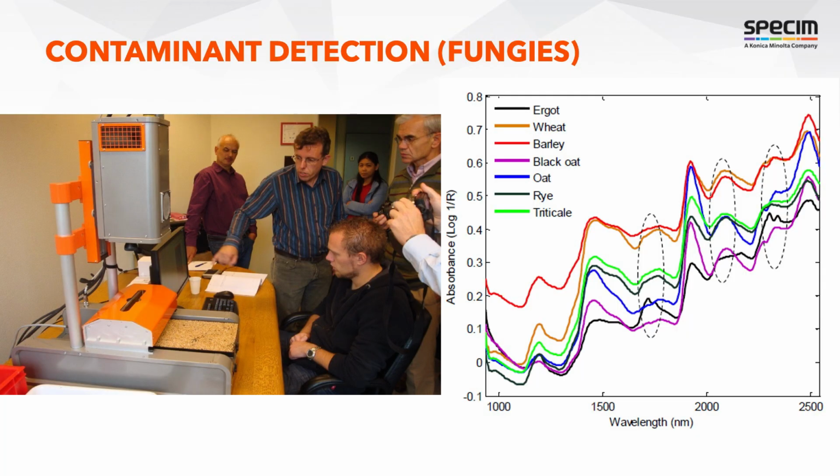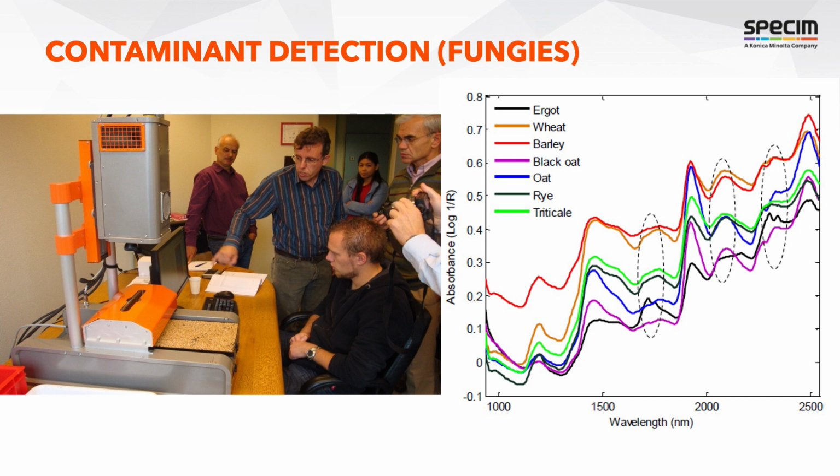In the food industry, the SWIR hyperspectral camera is also very important and used to detect different types of contaminants, and part of the contaminants could be fungus. Here, it was a research center in Belgium specialized in cereals. They were using the SWIR camera to detect fungus like ergot. Ergot is a fungus with really high toxicity, and according to the law, it should be in a concentration of less than 0.1%, for instance, on wheat.